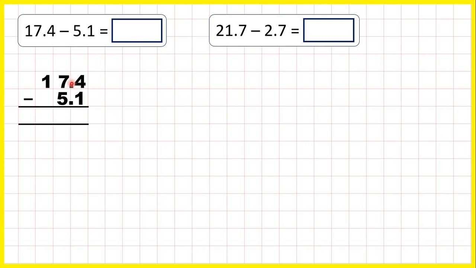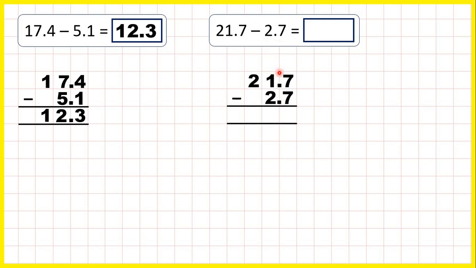So first, we can copy the decimal point down into our answer, and now we're subtracting using column subtraction, so working from right to left. So first, 4 minus 1 is 3, 7 minus 5 is 2, and 1 minus nothing is 1, so our answer is 12.3.